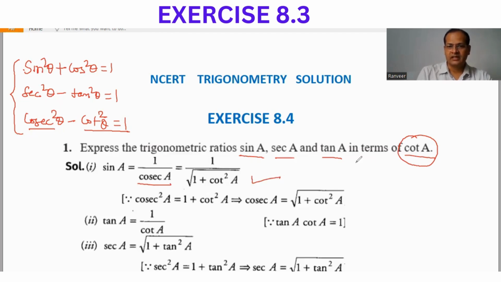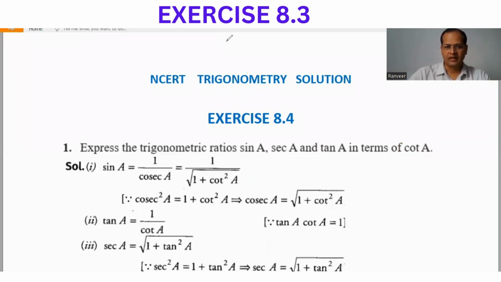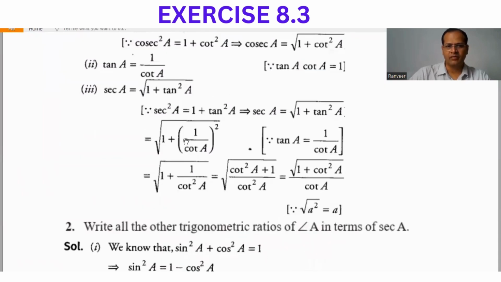and cosec A is the square root of 1 plus cot square A. Same way, tan A is nothing but 1 by cot A, and sec A is the square root of 1 plus tan square A, and tan A we can write as 1 by cot A. So in this format we can write 1 by the square root of 1 plus cot square A, and the square root of 1 plus 1 by cot square A, that is the square root of cot square A plus 1 by cot A.